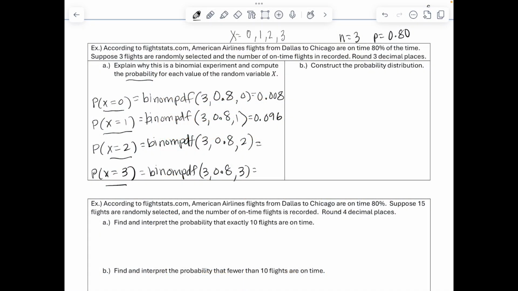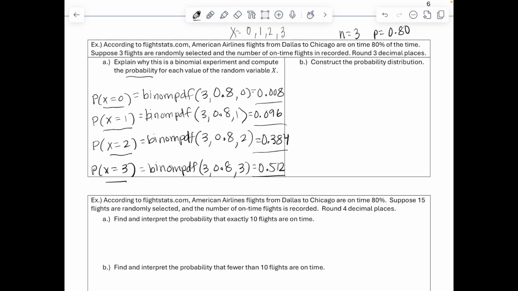From the graphing calculator, the probability that x is equal to 2, we get is 0.384. And then for the last one, the probability that all 3 of those flights are on time, or the probability that x equals 3, we get 0.512.